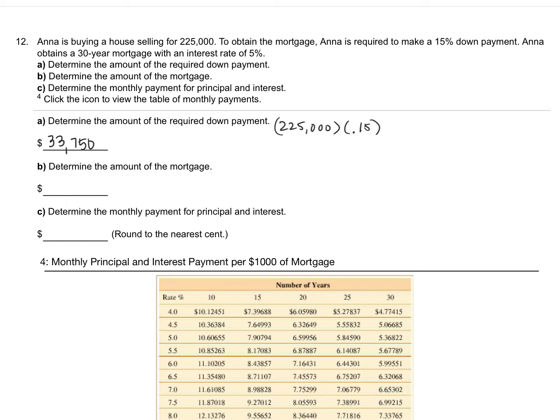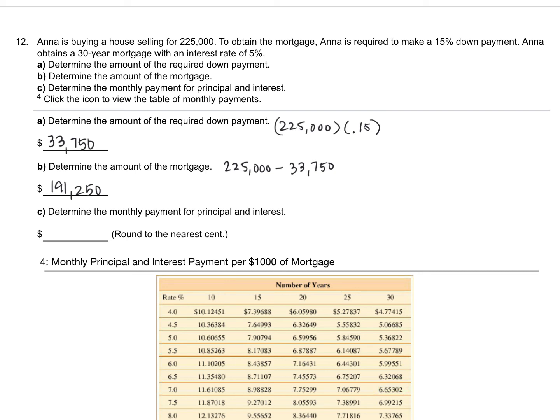Part B is determine the amount of the mortgage. So the amount that's mortgaged is the value of the house minus the down payment. So that's $191,250. Now part C is determine the monthly payment for principal and interest.